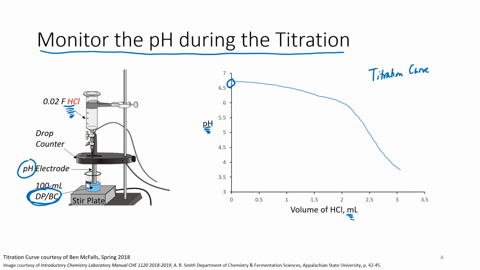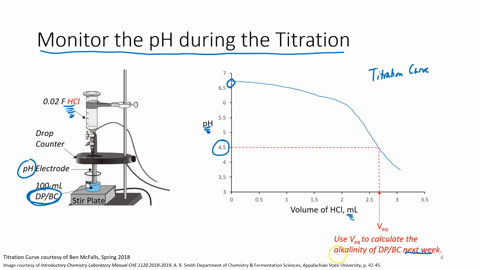Now, what is the endpoint of this titration? The endpoint occurs at a pH of 4.5. So once you get these data, you'll use the volume corresponding to that pH, and that's known as the equivalence volume, or V sub EQ, and you'll use that next week to calculate the alkalinity of the Duck Pond and Boone Creek samples. So in other words, when you're titrating the water samples, it doesn't matter if you go below 4.5. In fact, you want to go a little bit below a pH of 4.5.